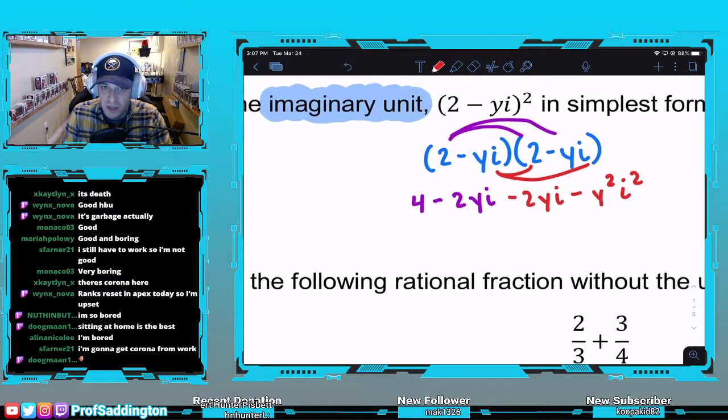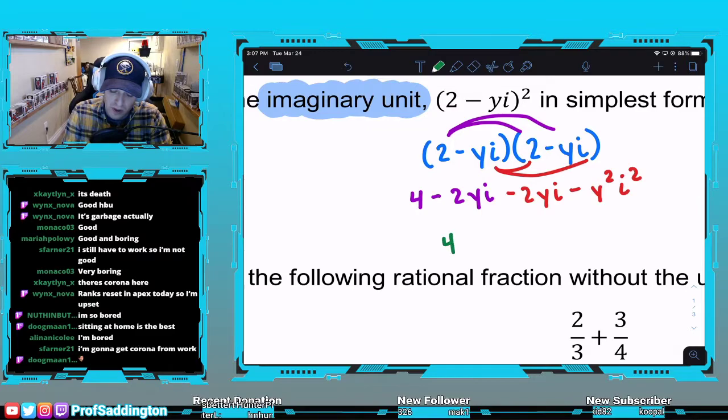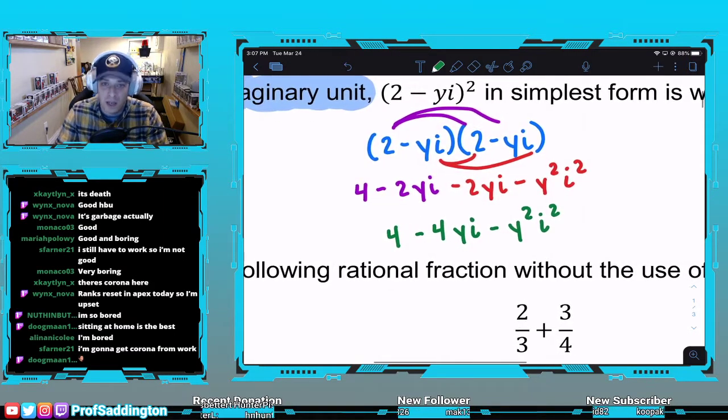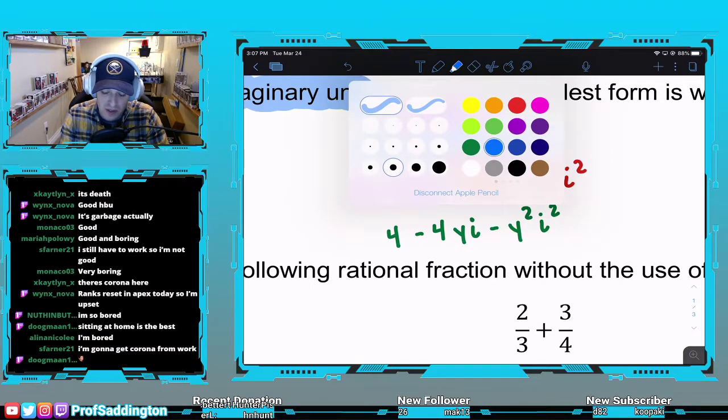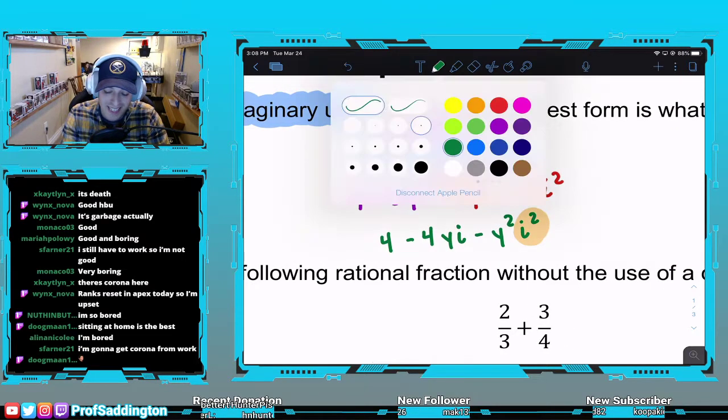Now from here, we can combine like terms. So I'm going to have 4 minus 4yi minus y squared i squared. And the one big thing that I wanted you guys to remember from your imaginary unit was what i squared is really equivalent to. i squared, we said, is really equal to -1.